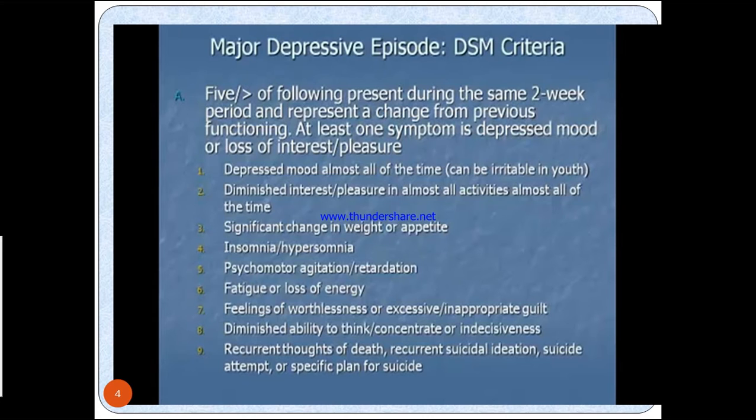Significant change in weight or appetite, insomnia or hypersomnia, which is excessive sleep, psychomotor agitation or retardation, fatigue or loss of energy, feelings of worthlessness or excessive inappropriate guilt, diminished ability to think or concentrate, or recurrent thoughts of death. You need at least 5. The mandatory ones must be depressed mood almost all of the time, or diminished interest or pleasure in almost all activities all the time. So, this is a major depressive episode.